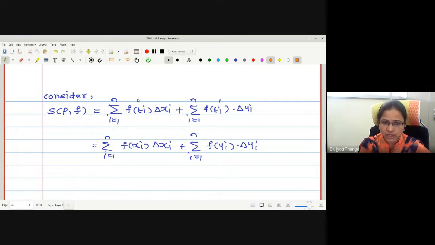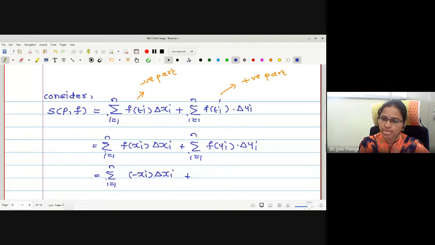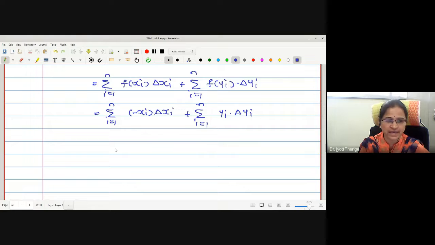Okay, make sure that this is the negative part and this is the positive part of your partition right now. Then accordingly tell me the function values. What will be f of x_i for the negative part? Yes, it is minus x_i into delta x_i. And what will be f of y_i? It is y_i itself. Therefore, y_i into delta y_i. Now we know the values of x_i and y_i. Let me just put the values.